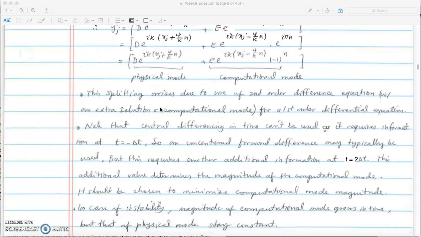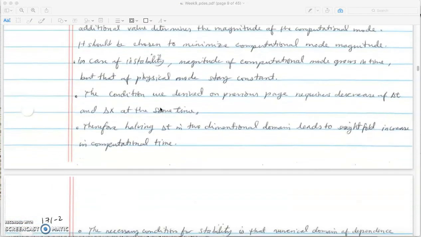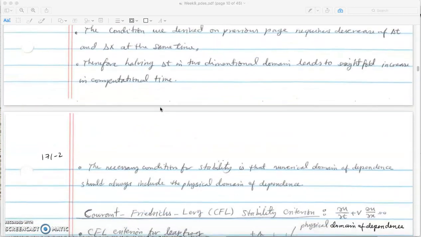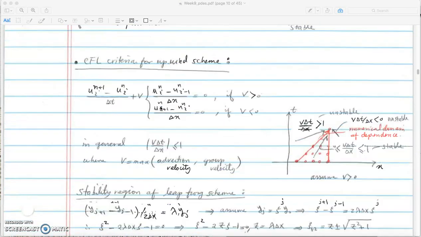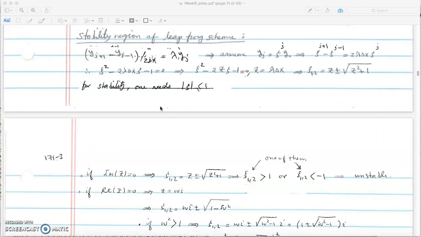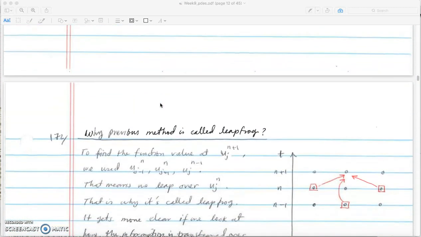I'm going to skip the next 2 pages of the notes. These are different ways of proving why it's unstable. And we're going to jump into the concept of why this is called Leapfrog.